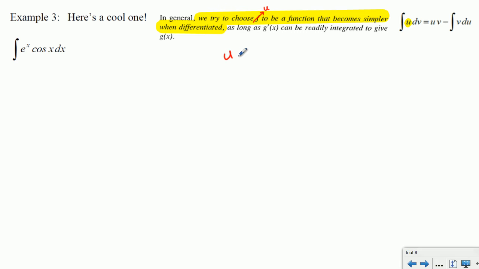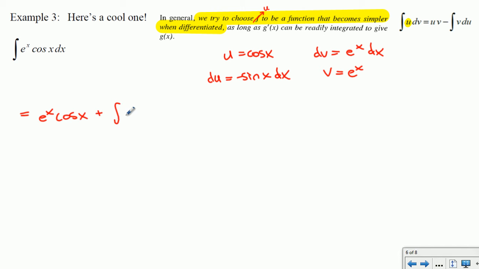So let's try u equals cos of x, which means dv needs to be e to the x dx. So du, as I just mentioned, would be negative sine x dx, and v would be e to the x. The derivative of e to the x is e to the x. So now we have the pieces for the integration by parts. Let's put it all together. So this will be e to the x cos x plus the integral of e to the x sine x dx.